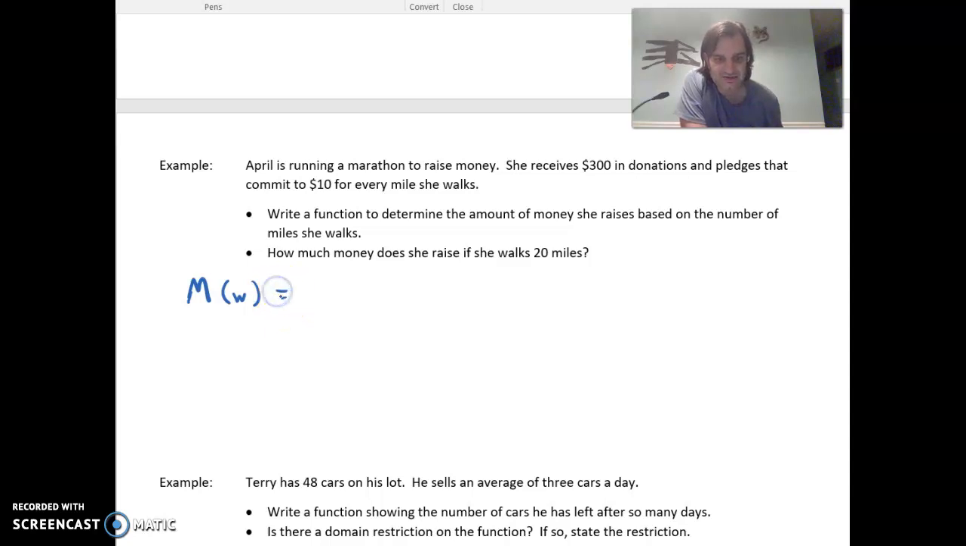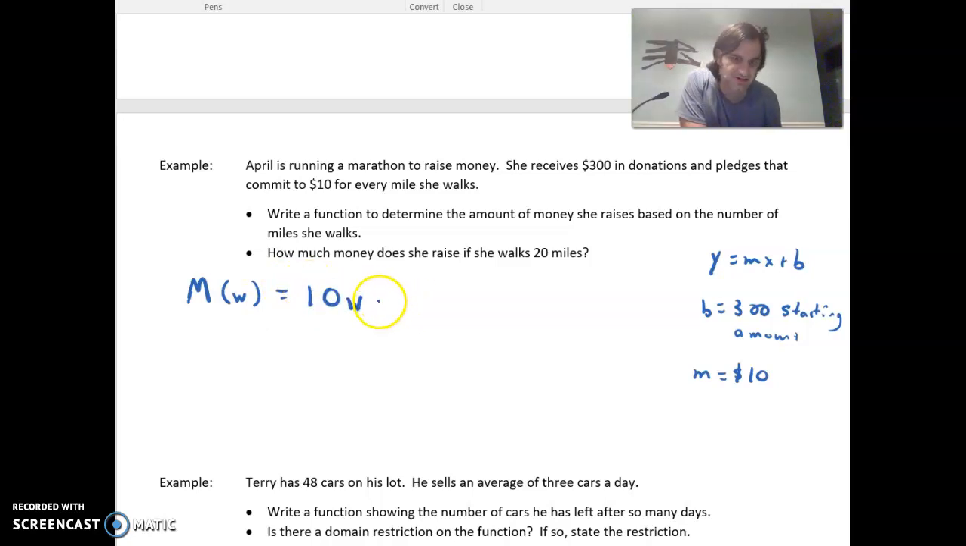Okay. Now, if we try and relate this to y equals mx plus b, we're trying to think about what's happening here. There's a starting amount that she has before she ever starts walking. And in this case, that's 300 for the starting amount. And then the rate is for every mile she walks, she's going to get $10. So that function would look like 10W, since I'm calling it walk, plus 300.